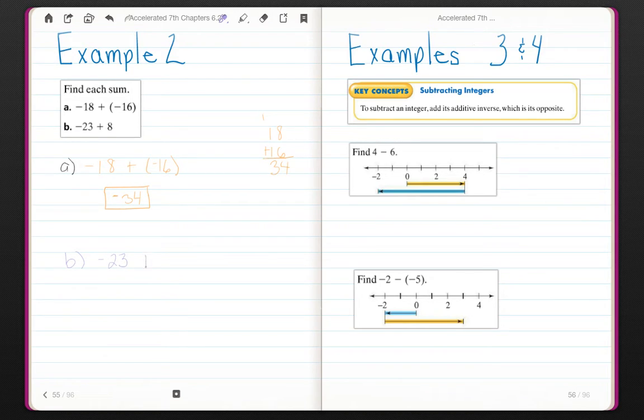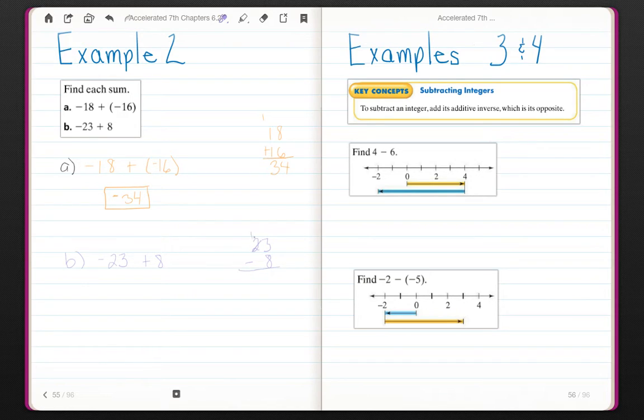-23 plus 8. So I want you to kind of picture this one in your mind first. So -23, that's pretty far to the left on that number line. I'm going to add 8, which means I'm moving to the right. I'm getting closer to 0. But I'm not going to get all the way there, which is why we're going to subtract 23 minus 8.